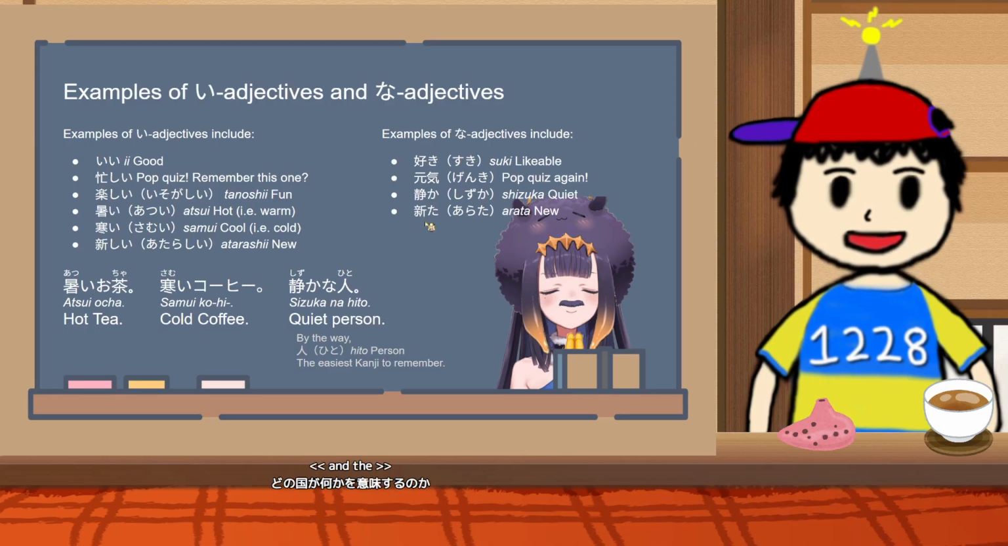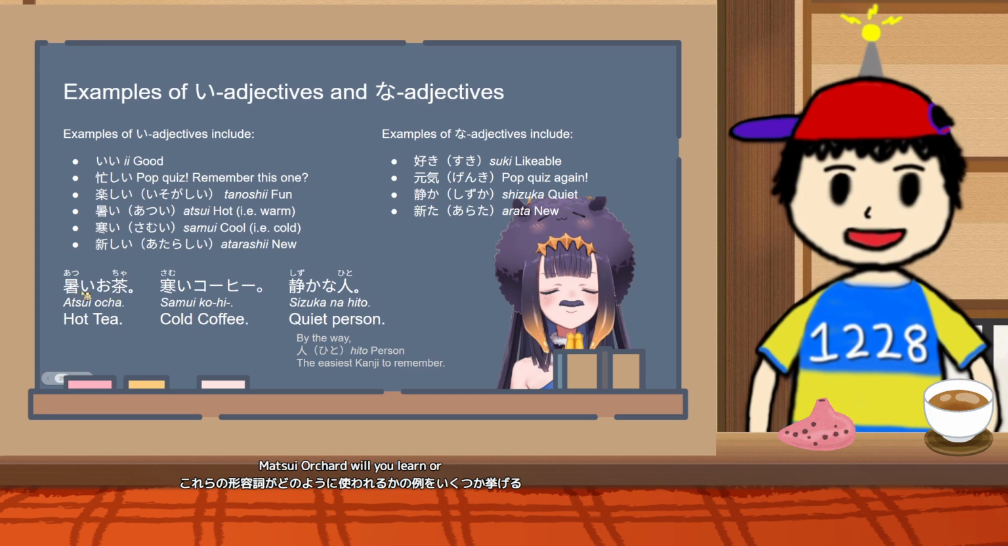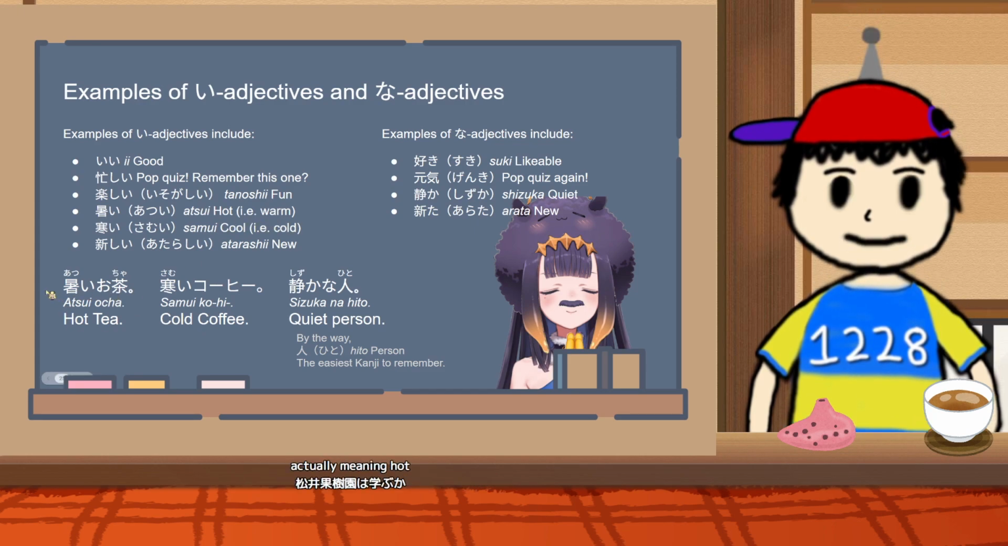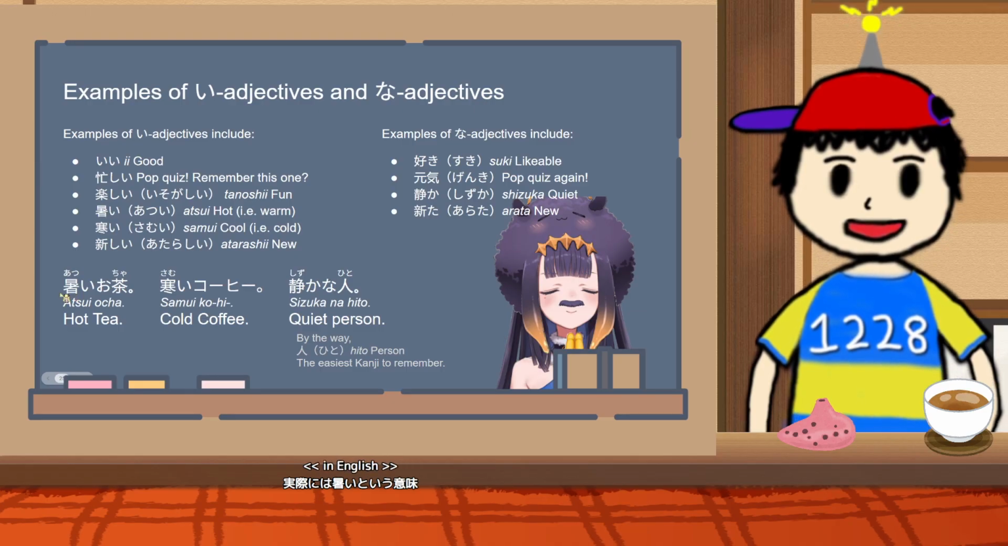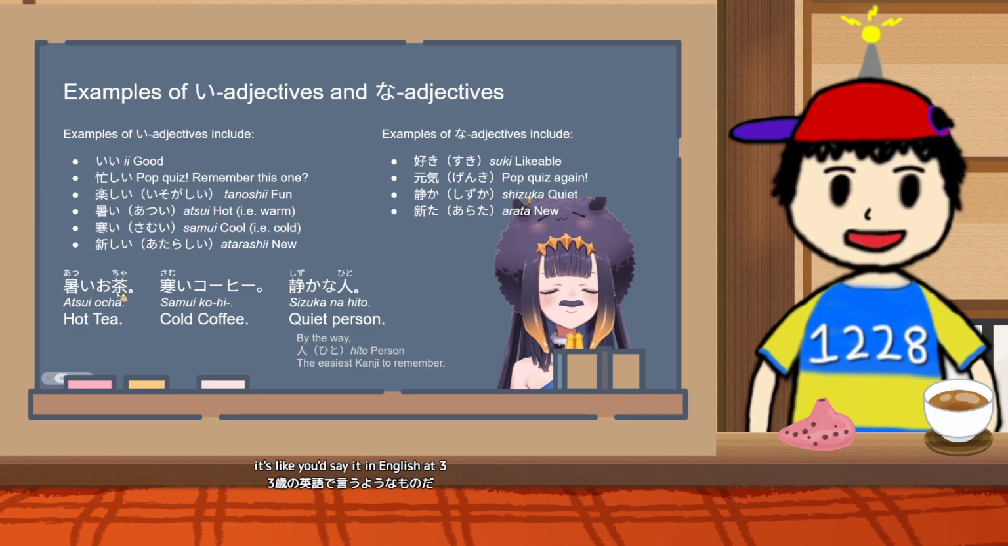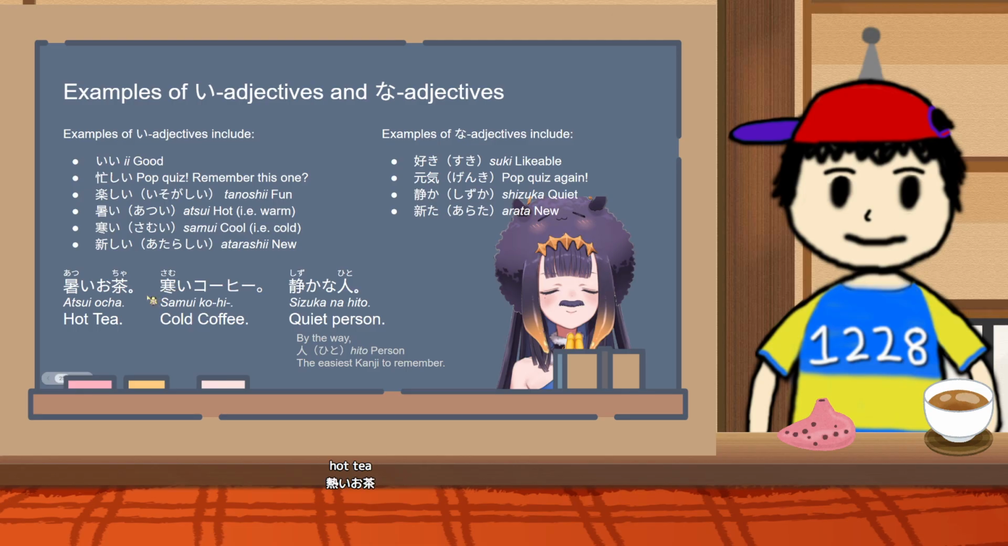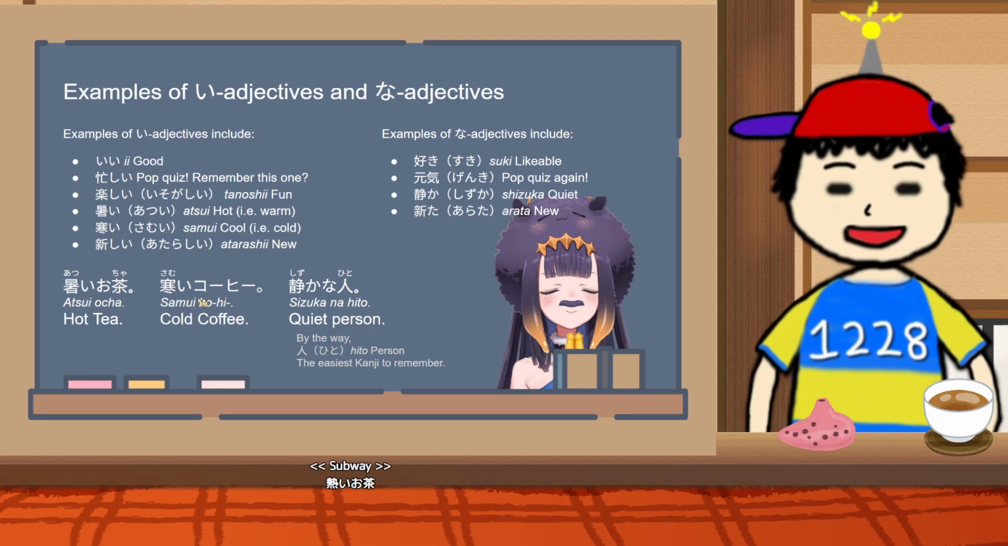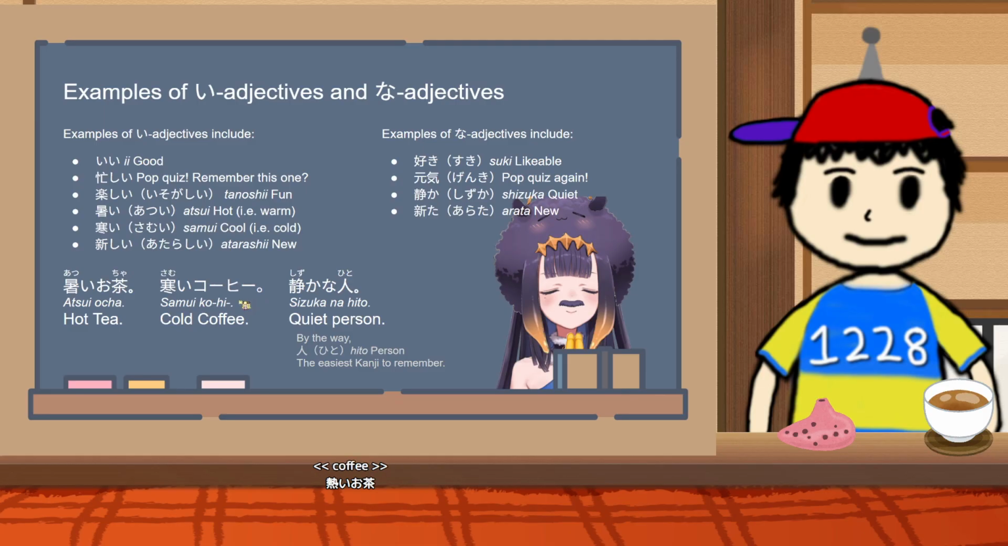And the Remembering the Kanji book, Volume 1 by James W. Heisig, goes into all of the kanji English meanings. And I find it very helpful. To give some examples of how these adjectives are used. Atsui ocha. We learned ocha as tea. Atsui meaning hot. It's like you'd say it in English. Atsui ocha. Hot tea. It's the same. Samui kohi. Samui meaning cold. Kohi, coffee. Cold coffee. Samui kohi.